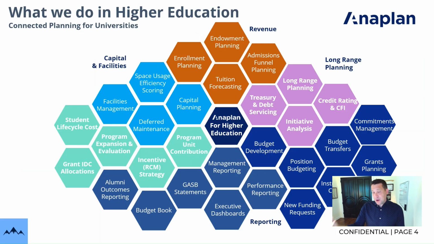And you can use the outputs of calculations made in enrollment planning over in capital planning or on an executive dashboard or another KPI, maybe even feeding all the way into long range planning. So this all becomes a connected hive. We call this the honeycomb. This all becomes a connected hive within Anaplan.